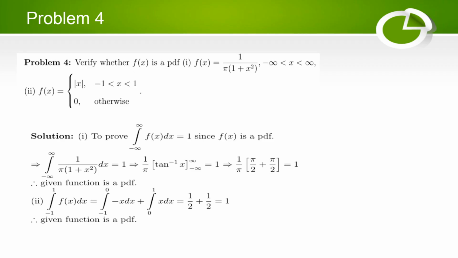Integral minus 1 to 1 f of x dx equals integral minus 1 to 0 of minus x dx plus integral 0 to 1 of x dx equals 1 by 2 plus 1 by 2 equals 1, therefore the given function is a PDF.